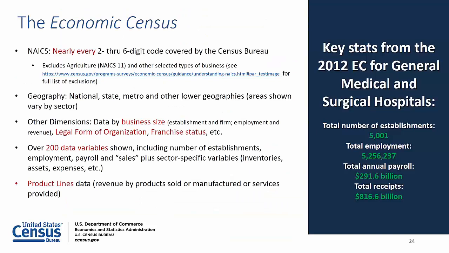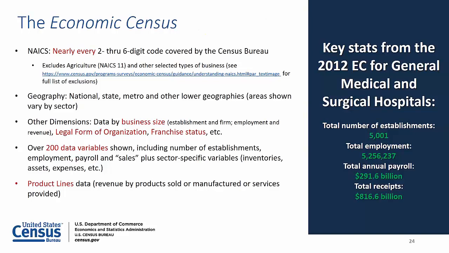So that brings us finally to the Economic Census. The Economic Census is our largest and most comprehensive business program that we conduct at the Census Bureau. It covers nearly every 2 through 6-digit NAICS code that is covered by the Census Bureau. There are some exclusions. It excludes, of course, agriculture, NAICS 11, because the U.S. Department of Agriculture covers that. And I've also provided a link to a list of other industries that are excluded.